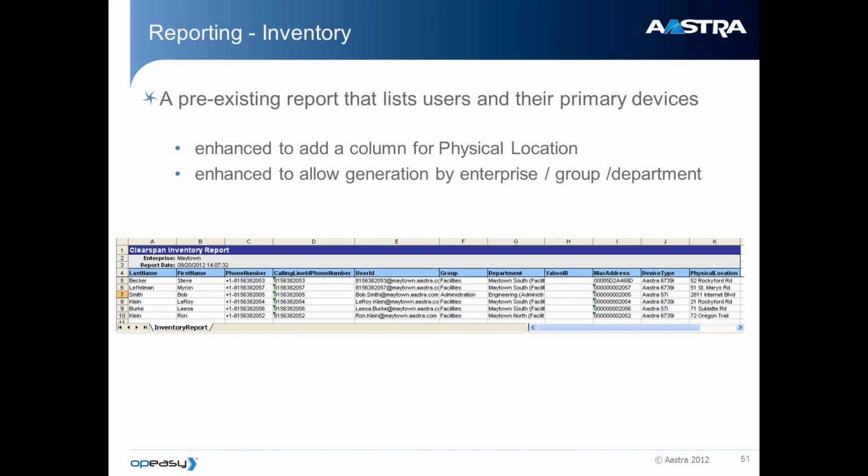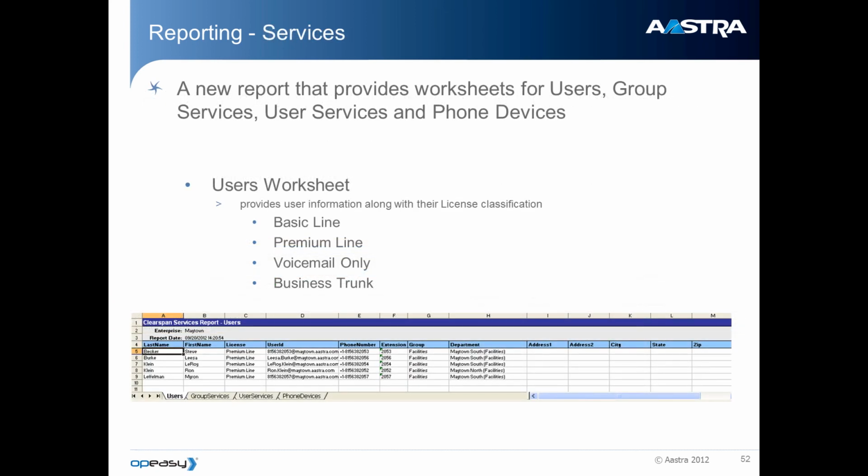Let's first look at the inventory reporting. A pre-existing report that lists the users and their primary devices. It has been enhanced to add a column for physical locations and also has been enhanced to allow generation by enterprise, group, and department reporting services.